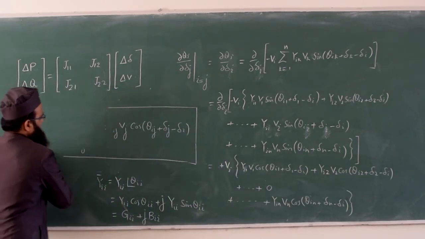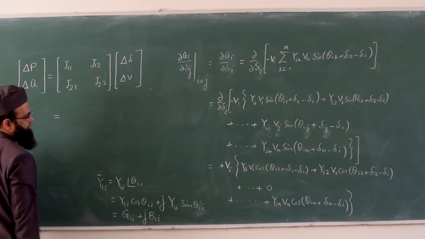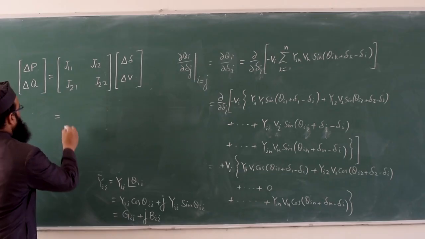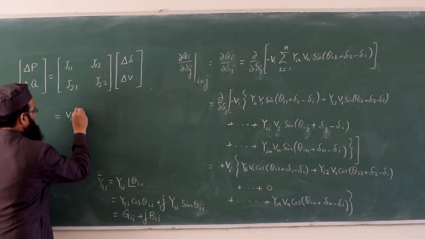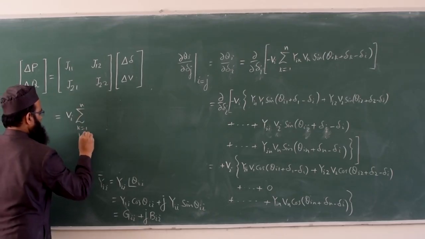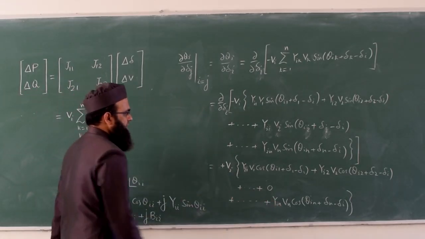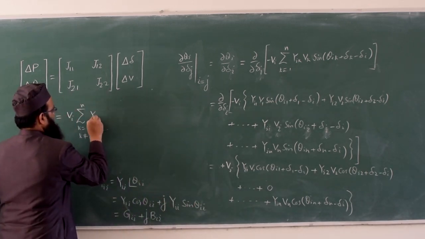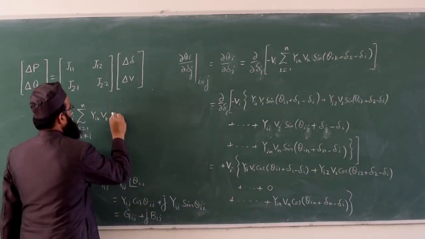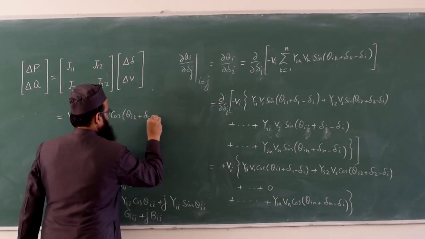This way we can write this as equal to all terms except the ith term. So, Vi take outside, take the summation sign, k equal to 1 to n, and we are not having the ith term, so k is not equal to I. From the nth term itself we can write Yik Vk cosine of theta Ik plus delta k minus delta I.